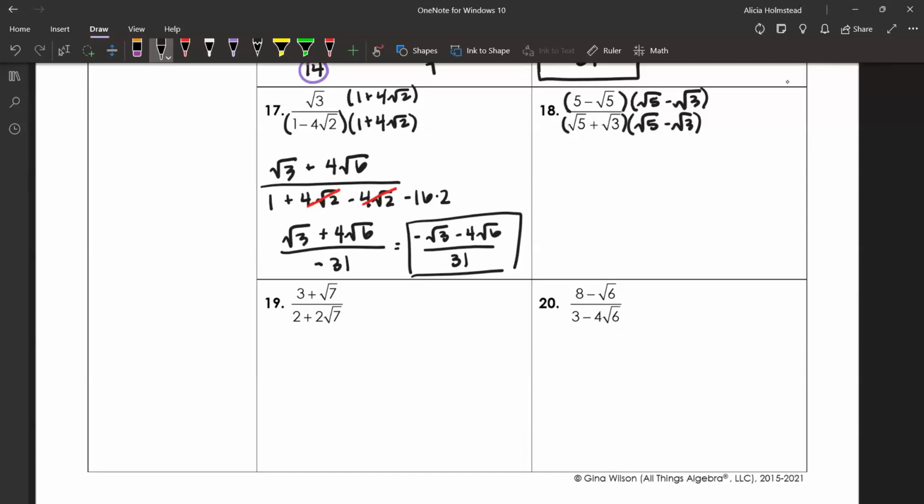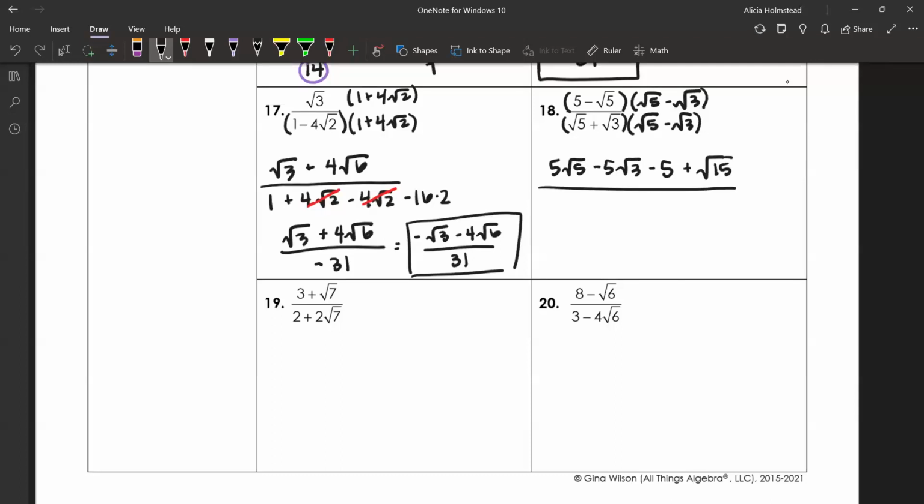So on the top we gotta FOIL. So 5 times the square root of 5 is 5 square root of 5. 5 times negative square root of 3 is negative 5 square root of 3. Negative square root of 5 times the square root of 5 is negative 5. Negative square root of 5 times the negative square root of 3 is positive square root of 15.